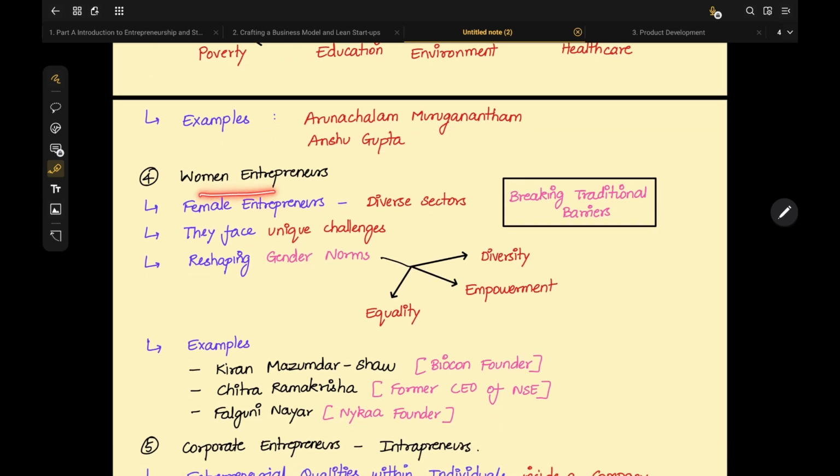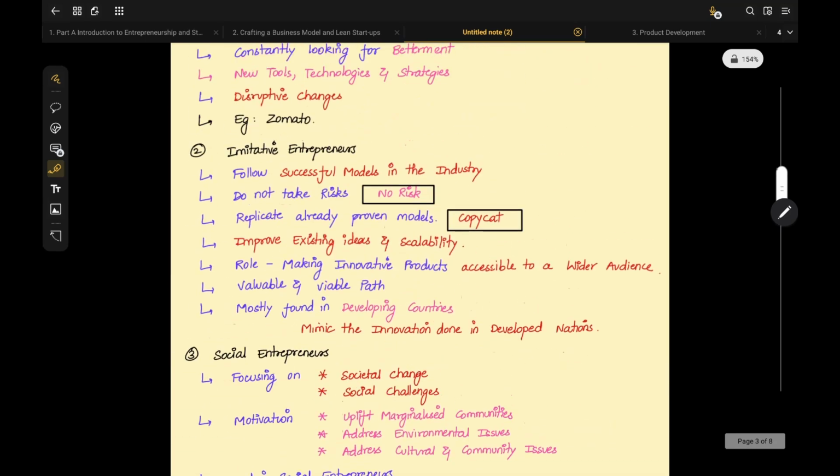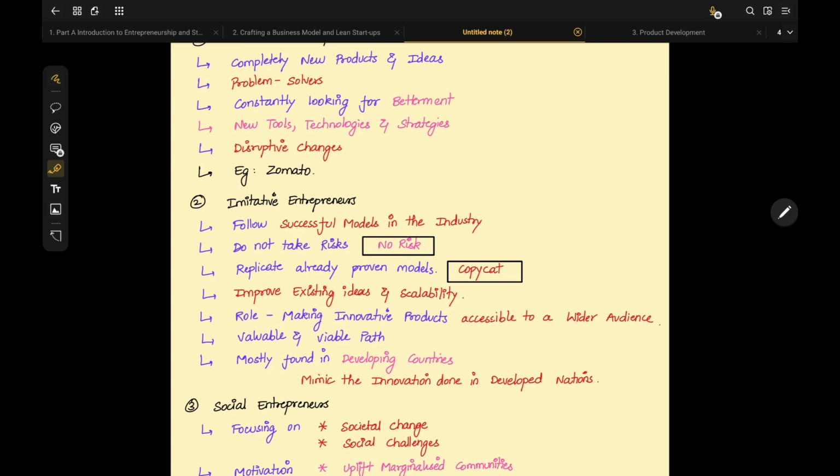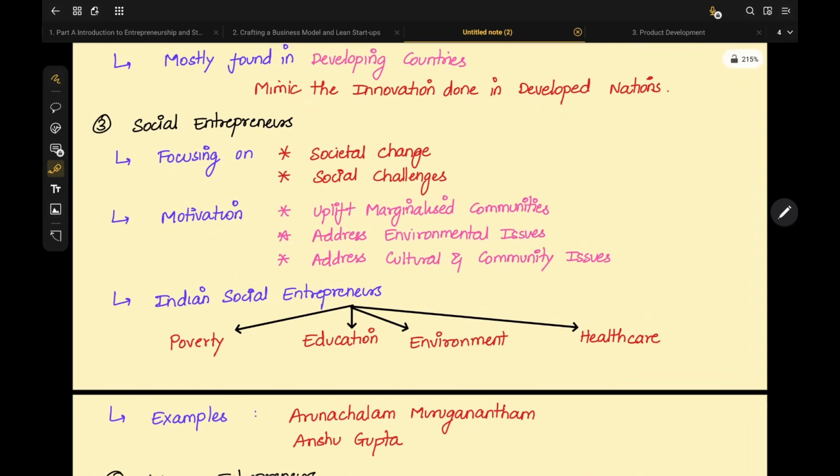The next thing is women entrepreneurs. Here the main thing you have to see is, I have given the main words in the summary. These words you can see in the question. If you find these words in the question, you can understand that they are referring to an imitative entrepreneur, or an innovative entrepreneur. Accordingly, you can answer the question. This is why I have given the keywords here.